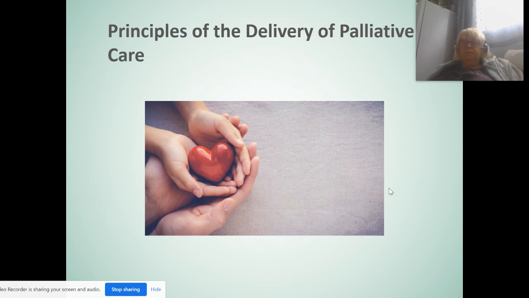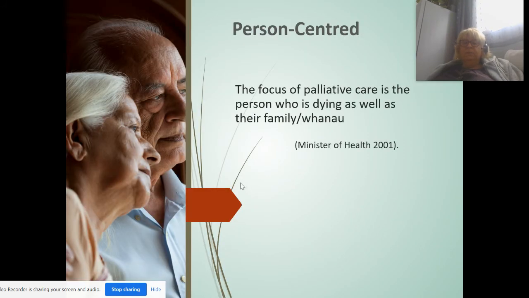Principles of delivery of palliative care. Well, it's got to be person centered. The focus of palliative care is the person who is dying as well as their family. So it's all about what the person wants. It focuses on them and their beliefs, their culture, and it also focuses on what the family would like as well, in conjunction with the person. But the main thing for palliative care is that it is about the person who is dying.